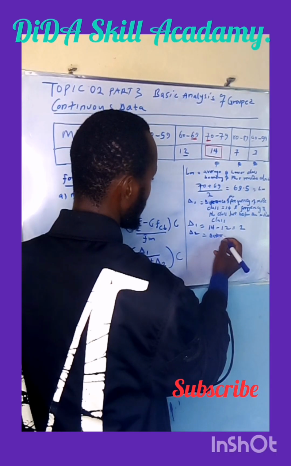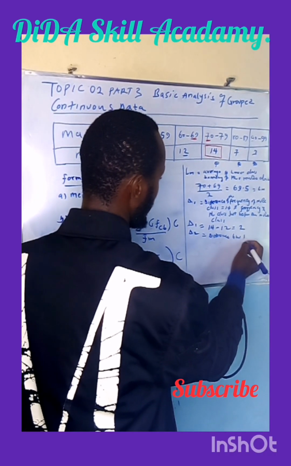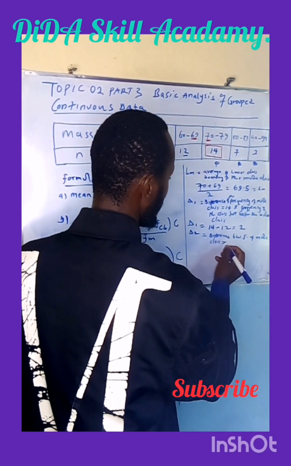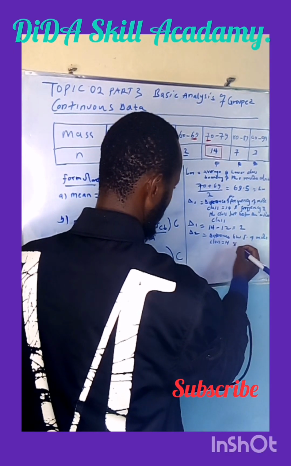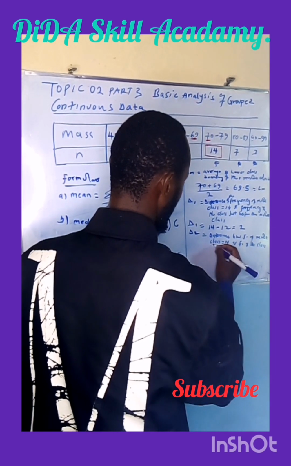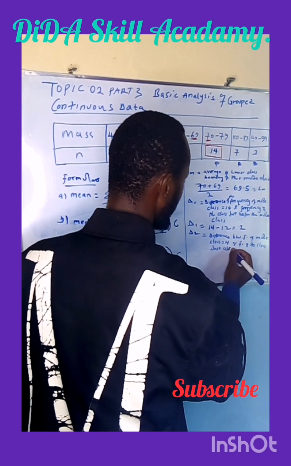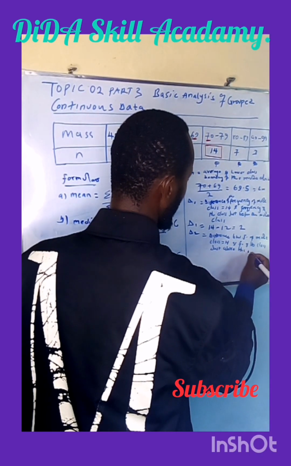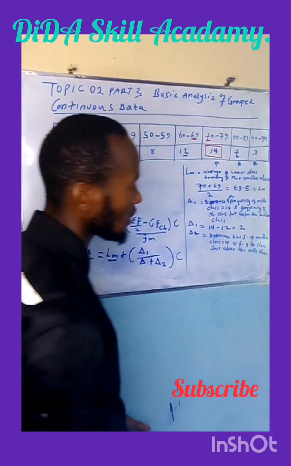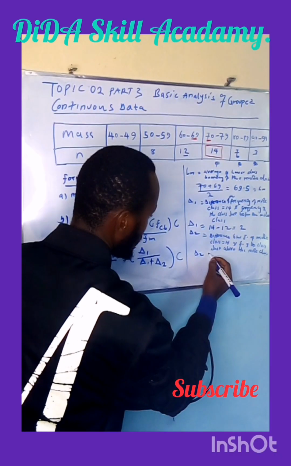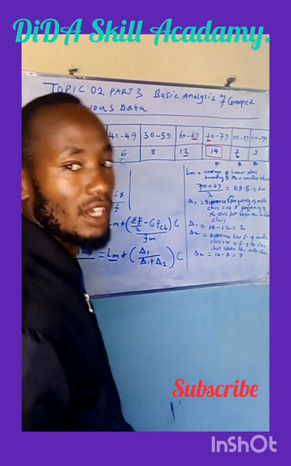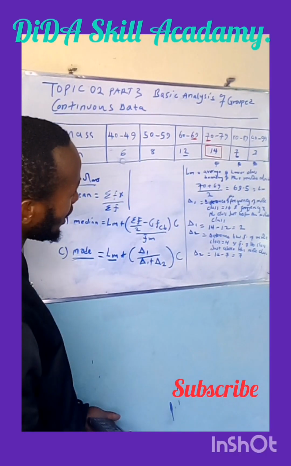Simply the difference between the frequency of the mode class, which is 14, and the frequency of the class just above the mode class, which is 7. So delta 2 will be 14 minus 7, which is 7.